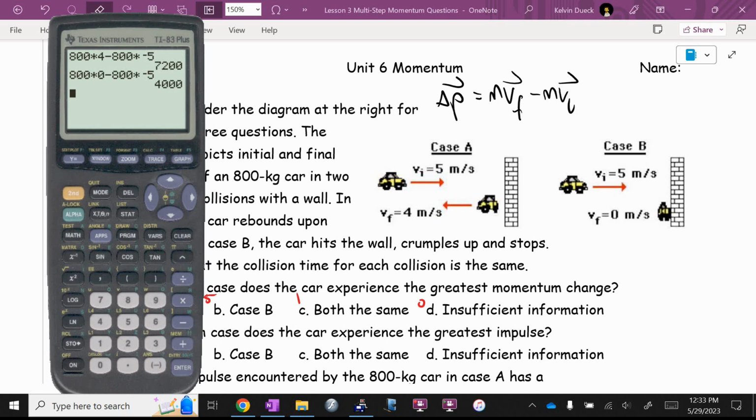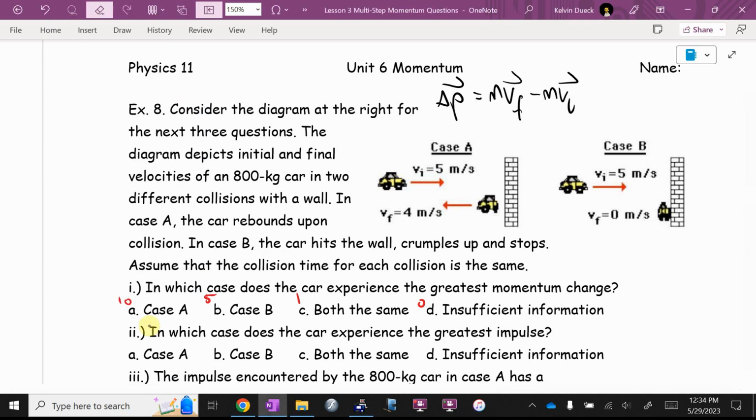Ooh. Which one had a bigger change in momentum? A or B or both the same? Very clearly A, because of that change in direction. In fact, the change in velocity in B is only 5. The change in velocity in A is 9. So let's circle case A.